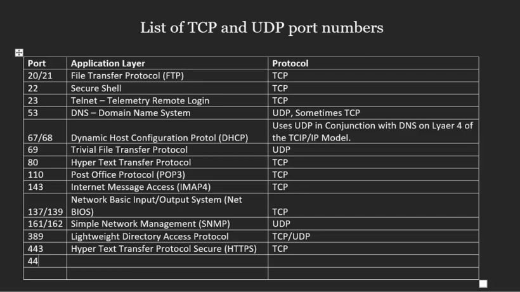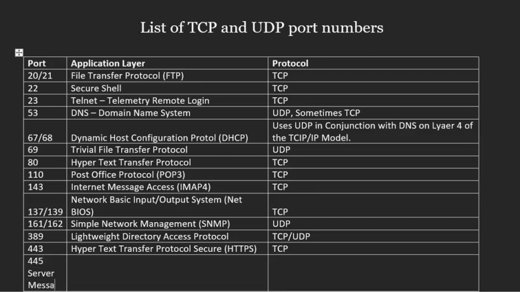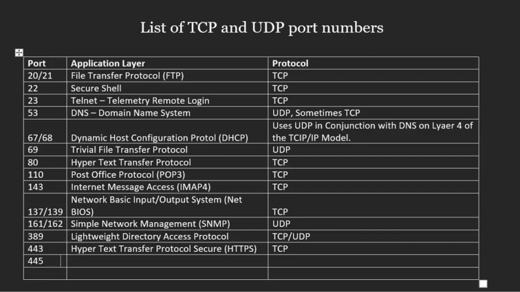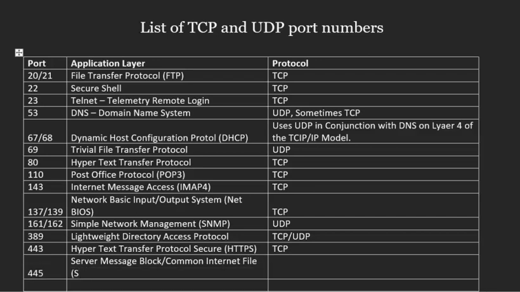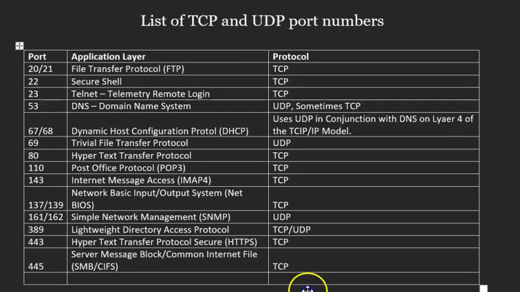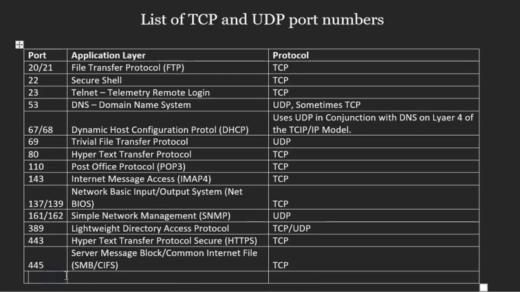And then we have port 445, which is server message block, common internet file system, SMB, CIFS. That also runs on TCP. And finally we have port 3389, which is the remote desktop protocol, RDP. That also runs on TCP.